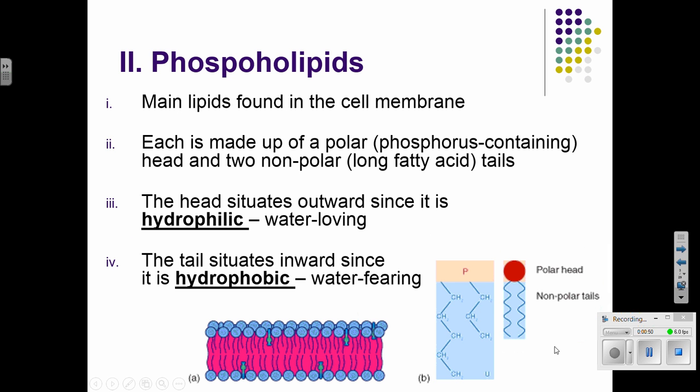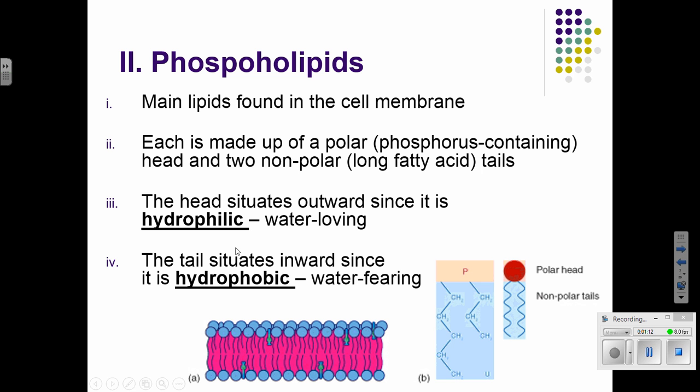So this is what a phospholipid looks like, and it's also what makes up that bilayer. So we have a polar head, which is made of mainly phosphorus, and then we have these two nonpolar fatty acid tails. So because the head is polar, it's going to situate towards the outside of the cell, or towards the inside of the cell.